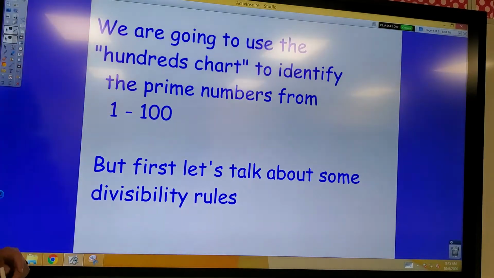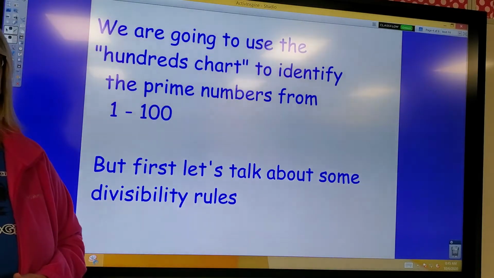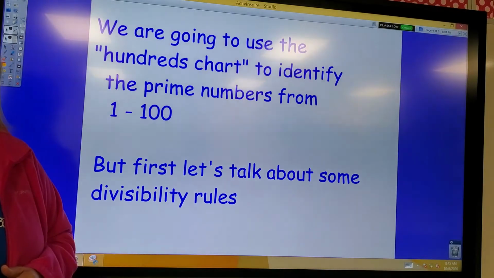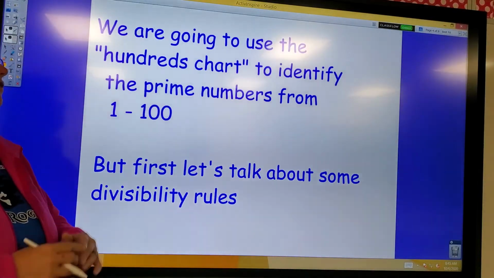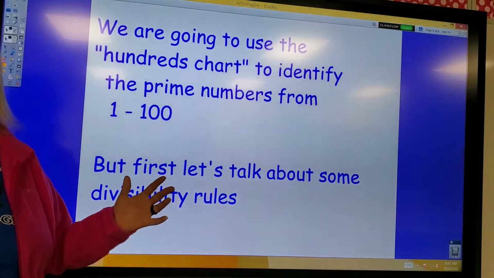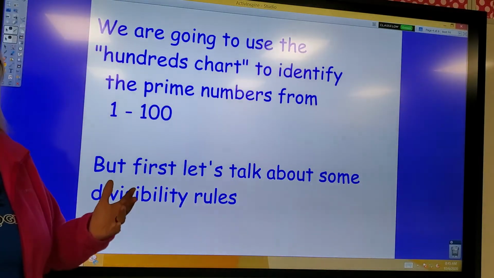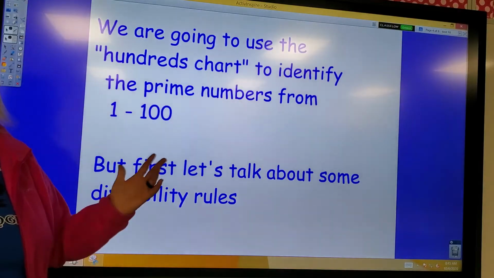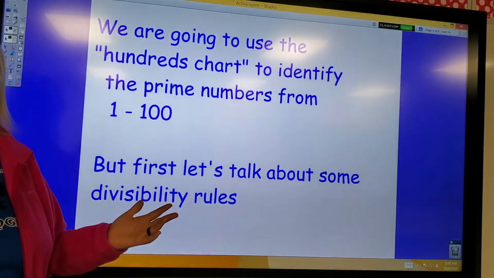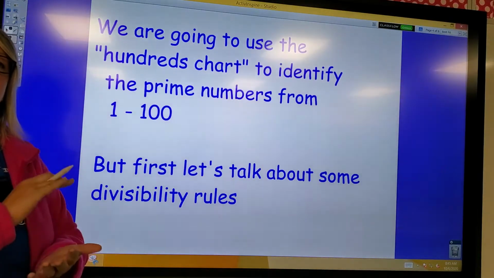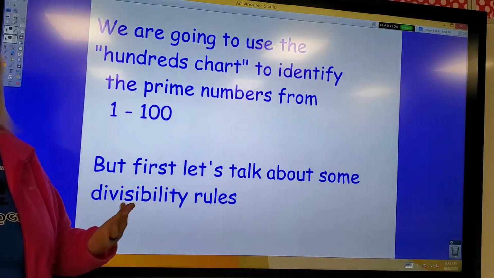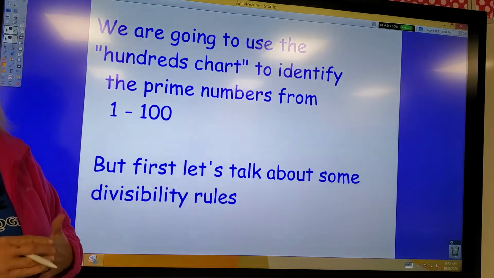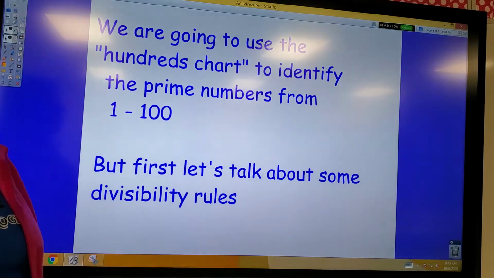So what we're going to do is use that hundreds chart that was given to you before we left for e-learning break. And if you don't have the hundreds chart, then you could write the numbers 1 through 100 in your notebook, or you could just watch me go through this and make sure that you pause the video and write down the prime numbers. That's the important thing here, what are the prime numbers when we're talking about the numbers 1 through 100.